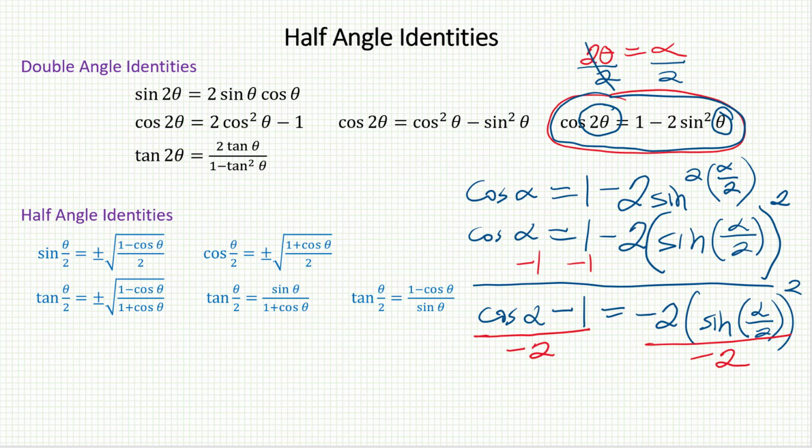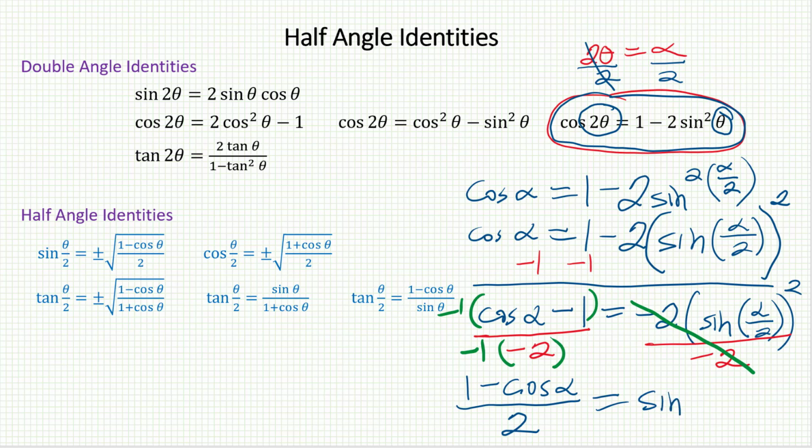So on the right, of course, the negative 2's cancel. On the left, I don't really want to have a negative on the bottom, so while I'm cleaning this up, I'm going to multiply the top and bottom by negative 1. And so what do I have now? On the top, I have, after I distribute, negative cosine alpha and plus 1. I'm going to write that in the opposite order, so I'm going to put the plus 1 at the front and then minus cosine alpha. I have a positive 2 on the bottom. The only thing left on the right side is that trig ratio being squared.